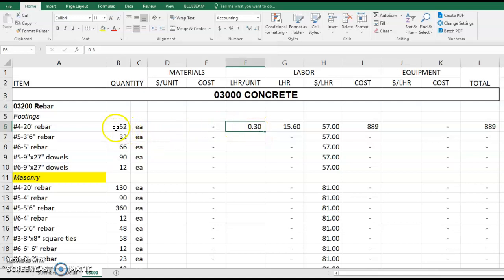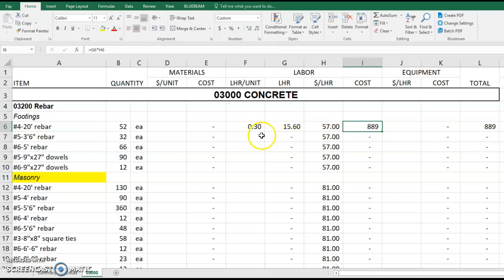My labor hour unit is 0.3. My units are 52. So if I take 52 and multiply it by 30, you can see this box over here, labor hours, is equal to B6 times F6. So here's my B6 and here's my F6. If I multiply those two, I get this. And then my labor hours times my cost per labor hour is 57. So I've got a total cost here on this line item of $889. That's just for the number 4 rebar.